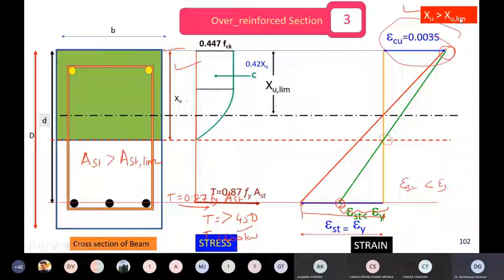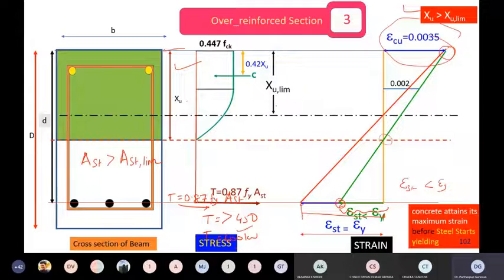XU is greater than XU limit, and other things are okay. So here, concrete attains its maximum strain before steel starts yielding. But this is very dangerous because steel is a ductile material, concrete is a brittle material. So when you are providing more steel than required, your concrete is going to fail first, and concrete is a brittle material, and the failure is going to be completely sudden failure.